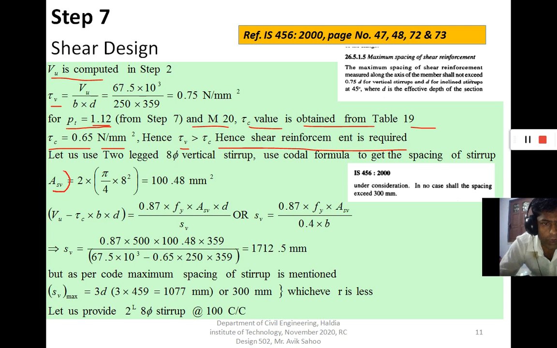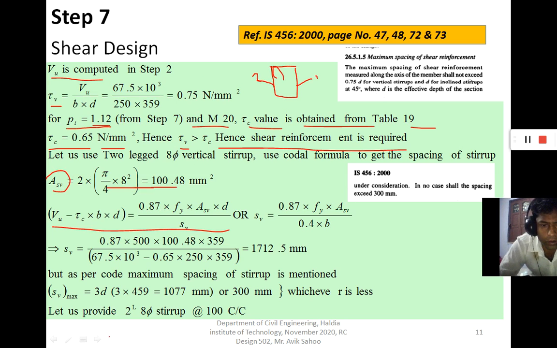Now the area of stirrup leg. Two-legged stirrups are used, and the diameter of the stirrup is 8.5. So the area of the vertical stirrup legs is 2 into pi by 4, into 8 square, and it is equal to 100.48 millimeter square.